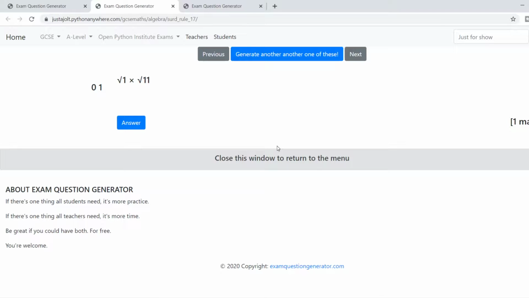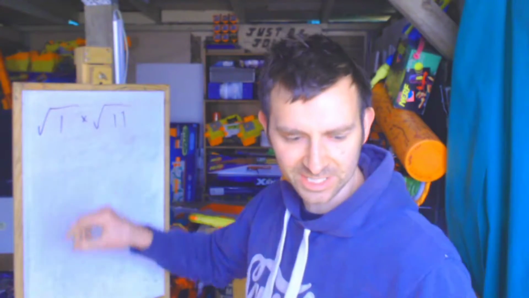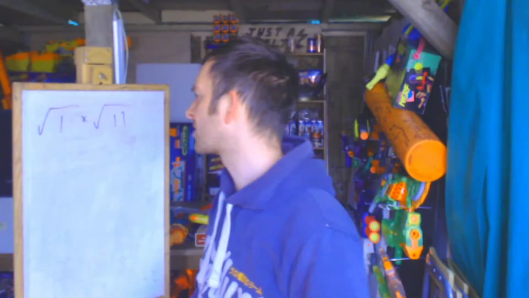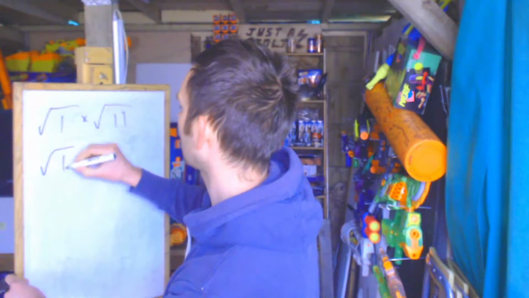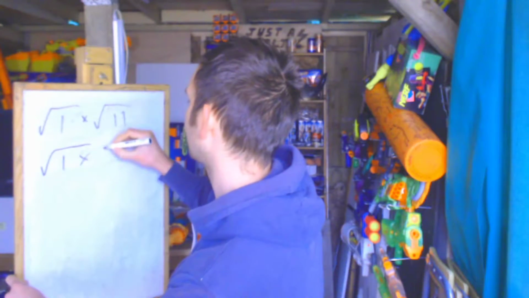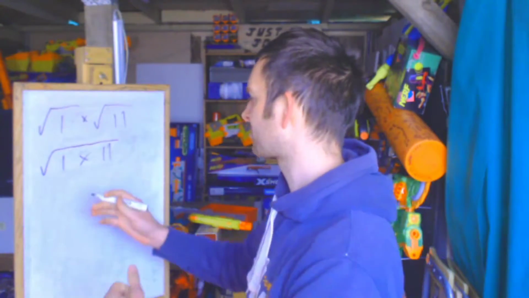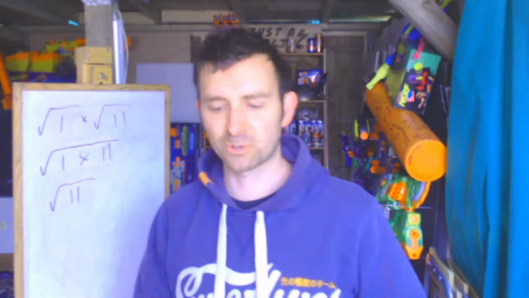Right, so the first rule that we're going to deal with is this one right here. And so what happens, how do you simplify this? Simplifying something like this is very, very simple. It's just a case of saying root 1 times root 11, and then you can simply smash all that together and you simply have root 11 in this case. That's a little bit of a boring example.